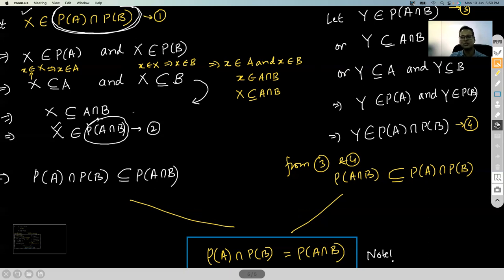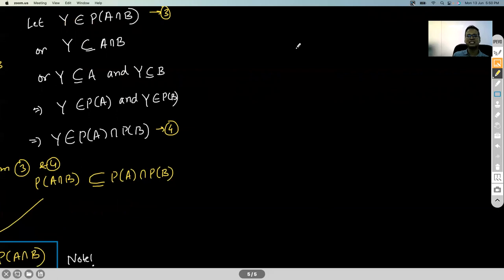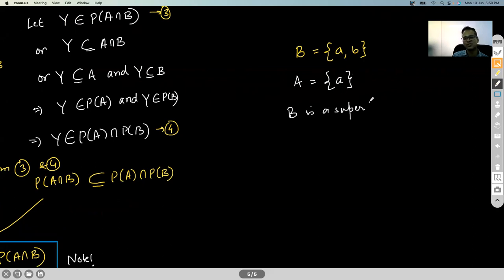Okay, I'll give an example to make that clear to you. See, if I say there is a set B, which contains A, B. Okay, if I say there's another set A, which contains just A. Right. So here B is a superset of the set A. Or you can write it like this: B is a superset of A.